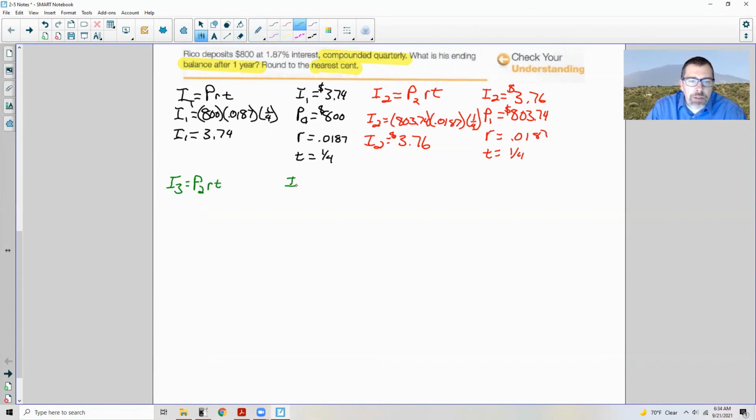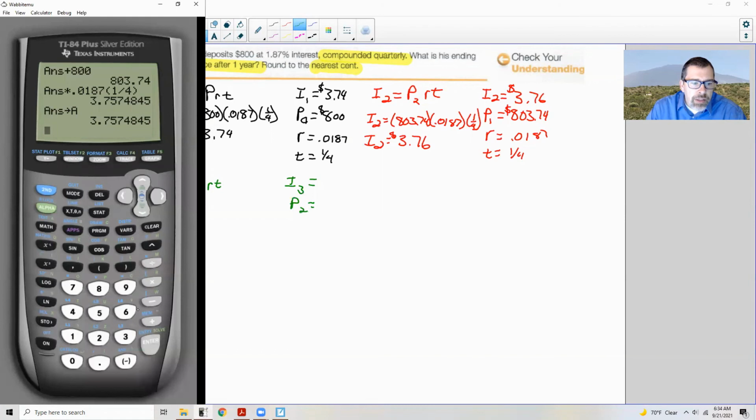So the interest from the third quarter is what we're finding here. And P sub 2 equals this 803.74 plus 3.76, or plus the A. So this plus my 803.74. And that's going to be 807.50. Okay, so I'm going to store that. So I'm going to hit store alpha B, and now I'm on to B. Okay, so it's 807.50 for an approximation.